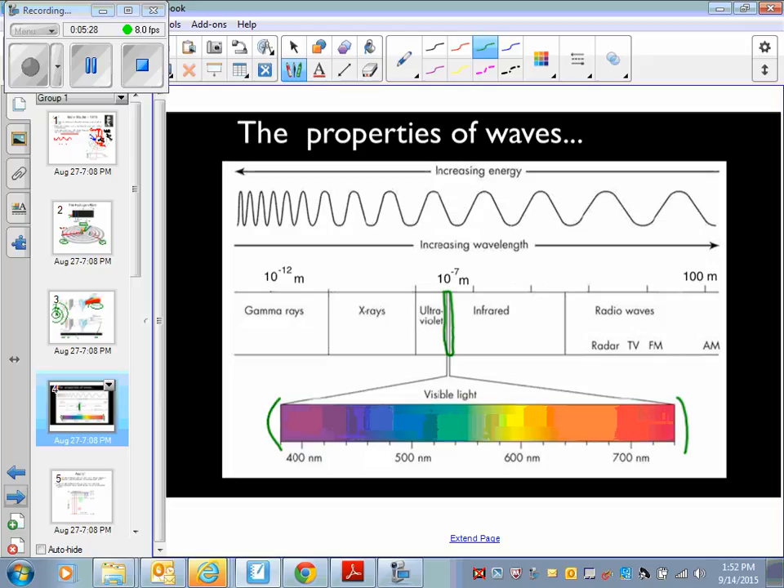But before I explain all that, you know what a wave is, right? It has crests and troughs. The distance between two crests or two troughs is called lambda. Lambda is the wavelength.